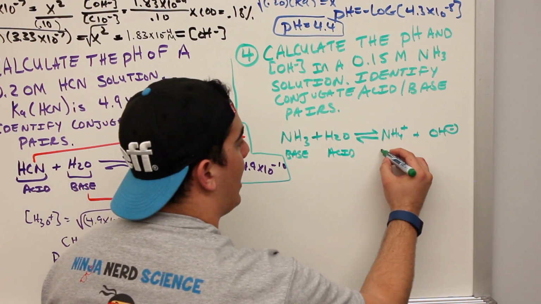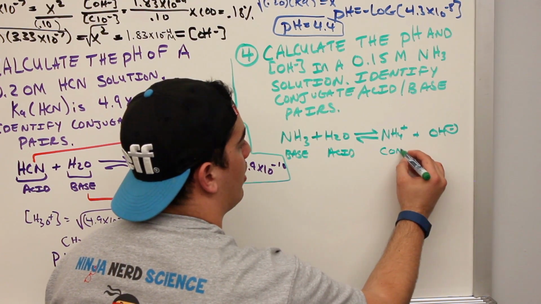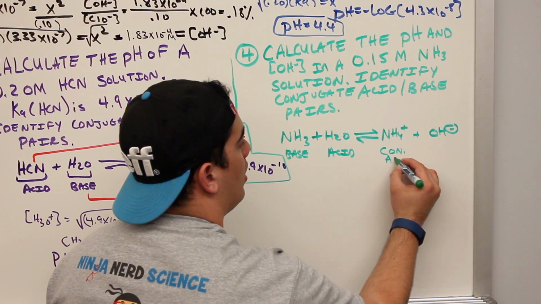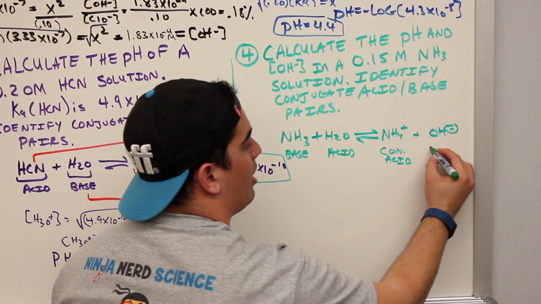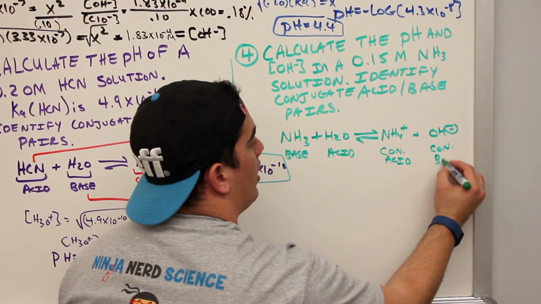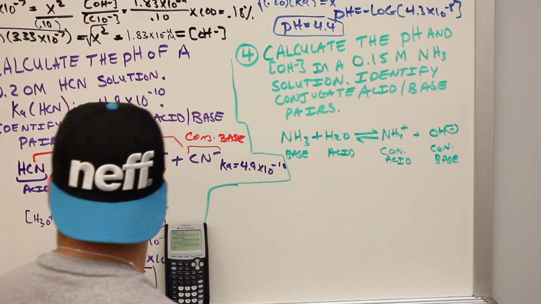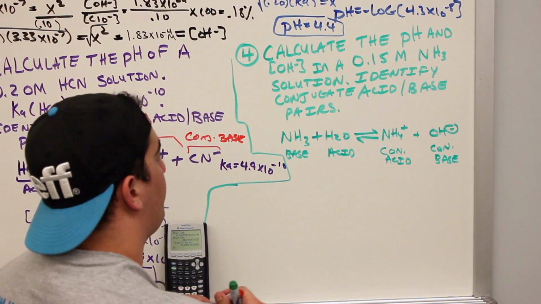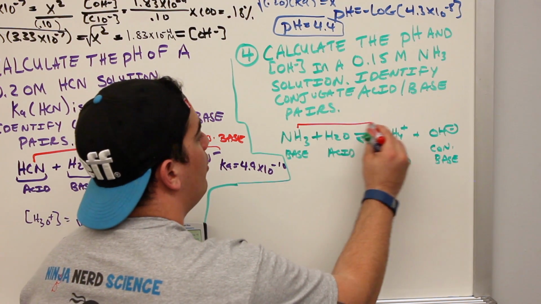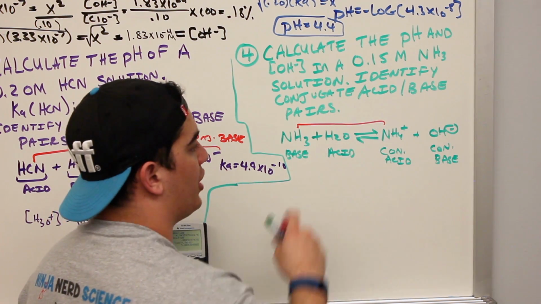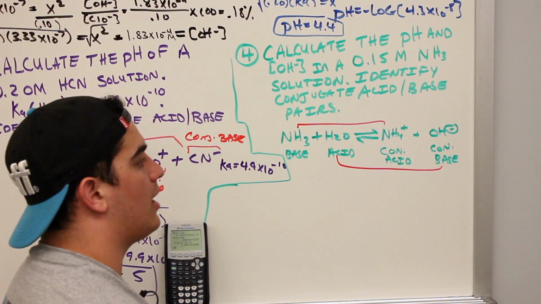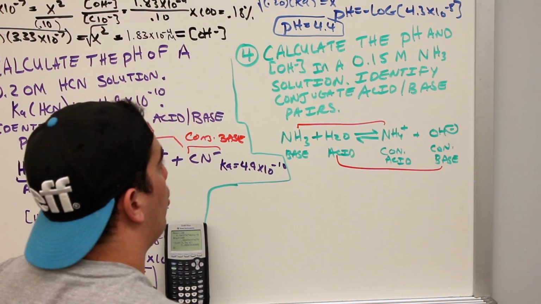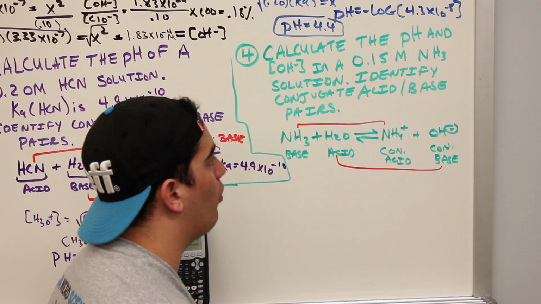The ammonium is acting as the conjugate acid. I'm going to put conjugate acid. And then the hydroxide is acting as the conjugate base. Okay, so what are our pairs here? If we do our pair thing again, we have NH3 going to NH4, so that's a base, conjugate acid pair. And then we have water going to hydroxide, so that's our acid, conjugate base pair. All right, cool. Same thing from before, guys.